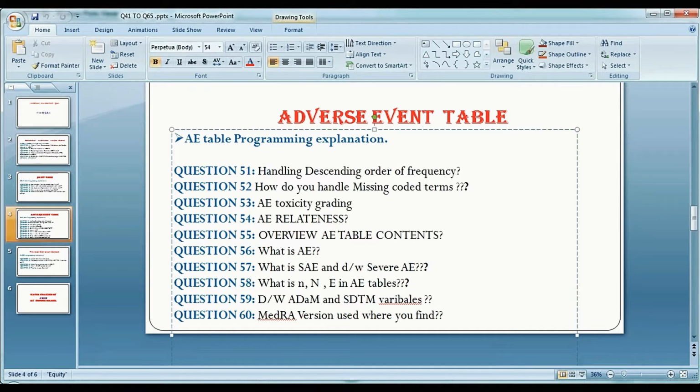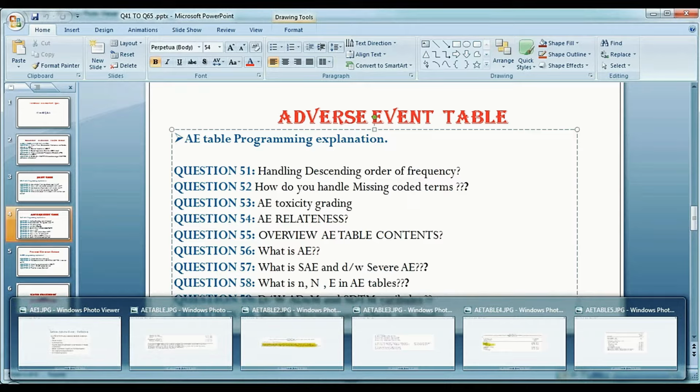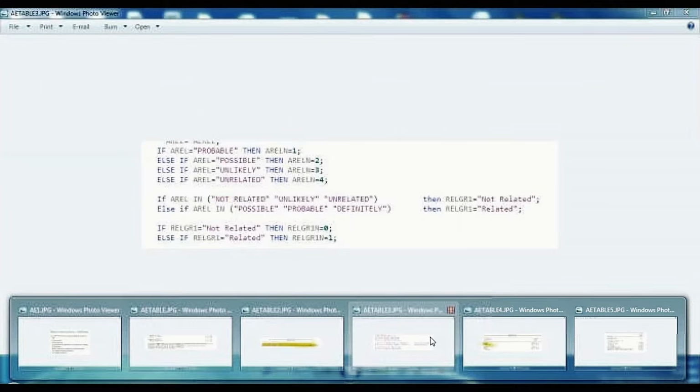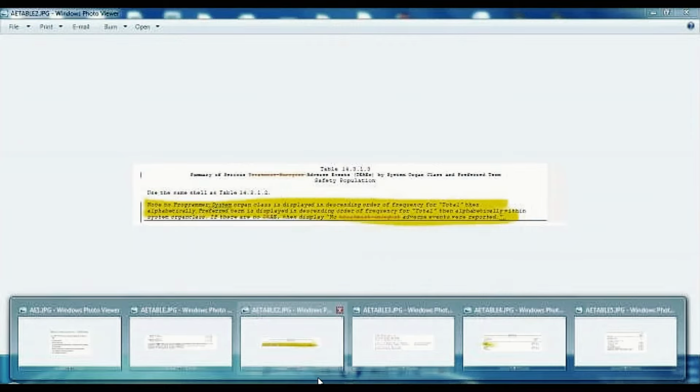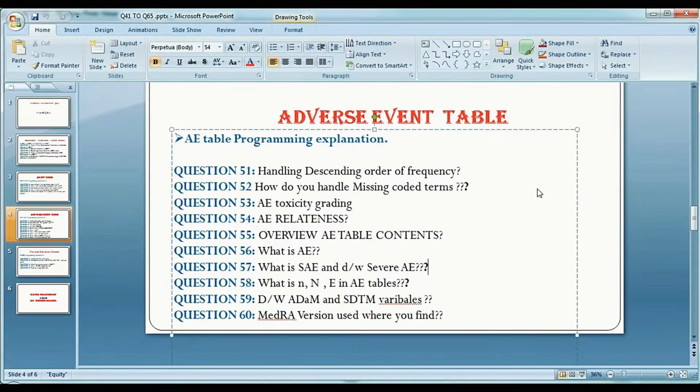So what is an adverse event? As per the definition, an adverse event is any unintended, untoward reaction happening during the clinical trial. Adverse events are common to all clinical trials, but some adverse events are serious, and some lead to death also. Adverse events are the major concern of safety.